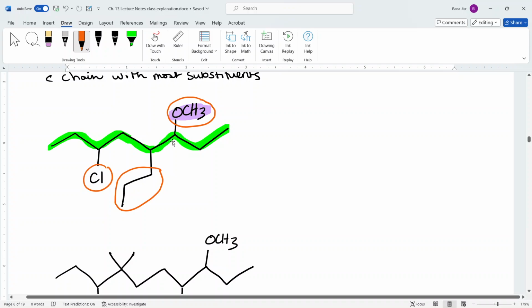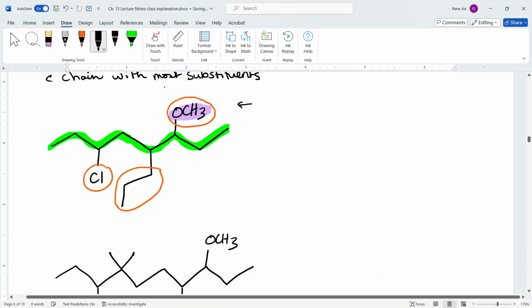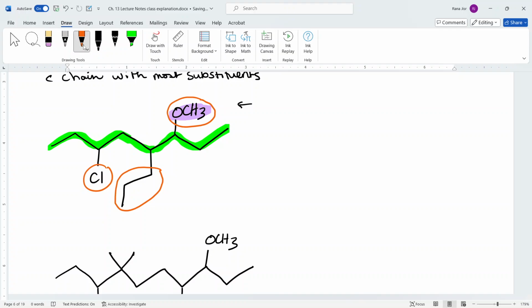Then I would need to number from the side that gives the second substituent the lowest number. So the second substituent here is going to be my ethyl group. That's going to be on 4 rather than 5. So I'm just going to go ahead and number from here. You don't go by alphabetical order unless you have a tie with the numbers, then you go by alphabetical order. So that is going to be 1, 2, 3, that is going to be 4, that is going to be 5, and that is going to be 6.